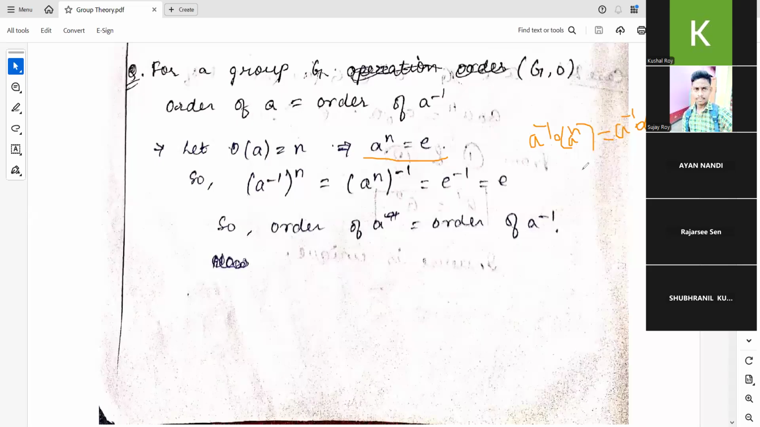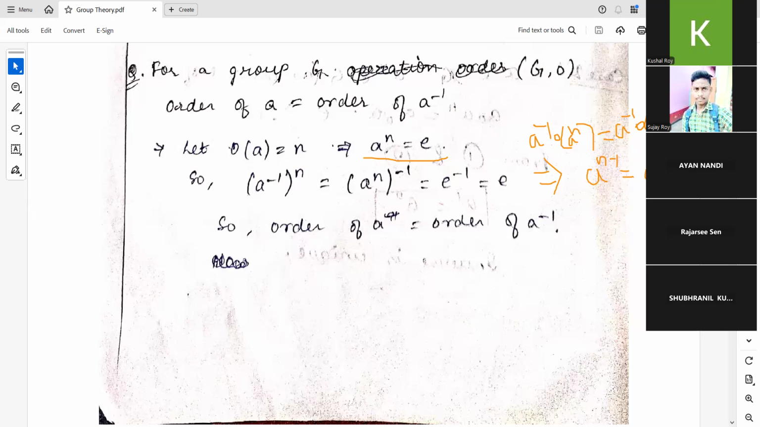So therefore, what you get? This A inverse composition A to the power n gives you A inverse composition identity. So what does it imply? It implies A inverse composition A, so you can just cancel out A inverse and A. That means the power will be reduced by 1. So A to the power n minus 1 will give you A inverse.